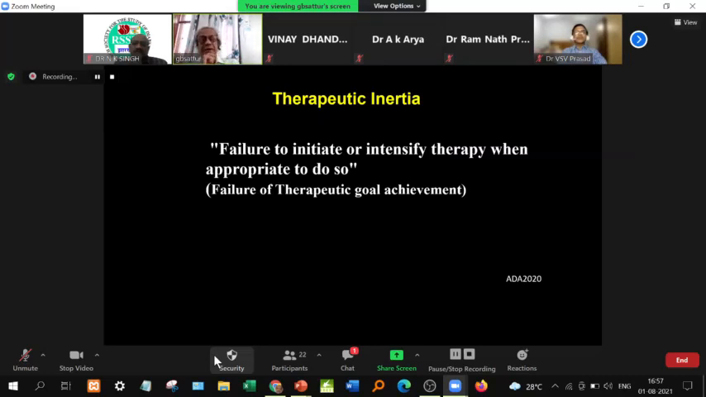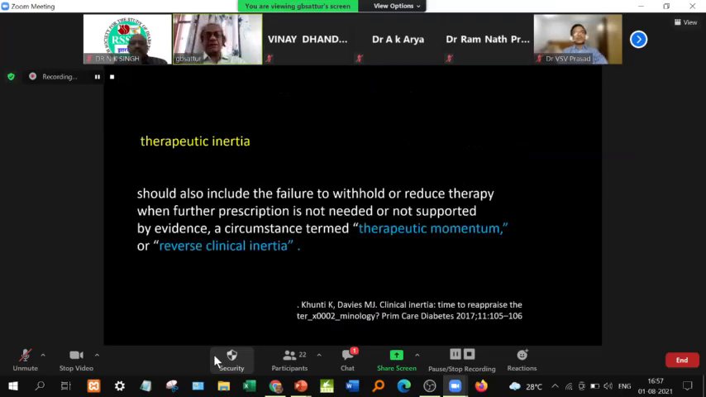Now, this may not be all the time, because part of this was discussed by Dr. Malpani in his lecture. However, there was another class of thinkers who thought, okay, you are trying to intensify. What about some patients who do not need any escalation, or there is such a thing that you need to reduce the therapy, and they called this therapeutic momentum or reverse clinical inertia. So I think this is extremely important. But with SGLT2 inhibitors, just now we thought there isn't anything like a reverse clinical inertia. So this applies to certain molecules, is what we are supposed to think.